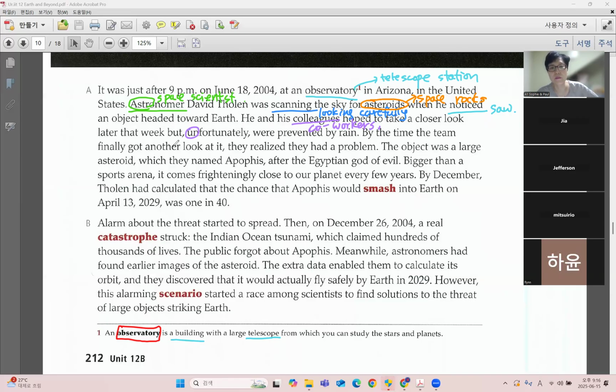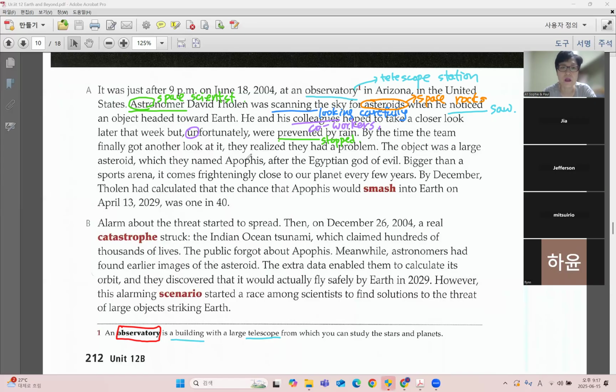prevented by rain. What is the prevented here? It's very easy, but I want you to use the synonyms to paraphrase for your fluency. Prevented means stopped. By the time the team finally got another look at it, they realized, understood, they had a problem.